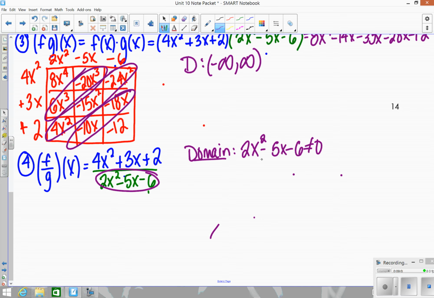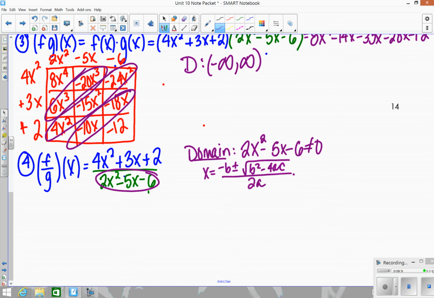So again, you can try to factor this. 2 times negative 6 would give me negative 12. Trying to find two numbers that multiply to negative 12 but add to negative 5 isn't going to work. So that tells me it's not factorable. So what I'm going to do is use the quadratic formula: negative b plus or minus the square root of b squared minus 4ac, all over 2a.